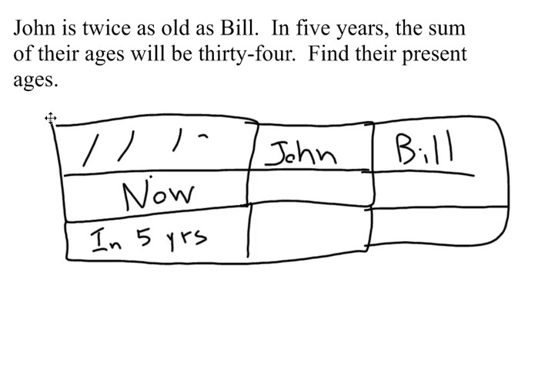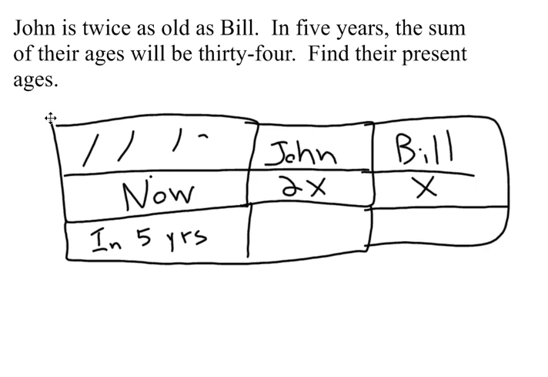Okay, so what do we know about them? John is twice as old as Bill. So it's much easier if we set x to be Bill, because then John can be 2x. If we set x to be John, then Bill would have had to be half an x, and it would have just been harder to work with. We would have got the right answer in the end still.